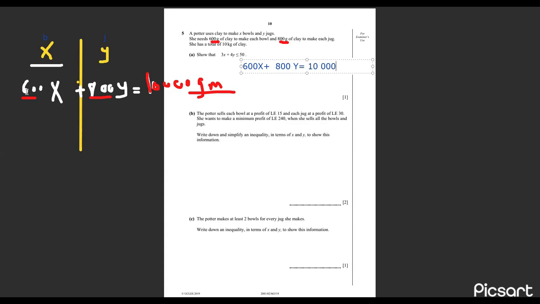Let's cancel the extra zeros here. We have 2 zeros each, so we make it 6x plus 8y equal to 100. Then divide by 2. The 100 divided by 2 is 50, the 6 divided by 2 is 3x, and the 8 divided by 2 is 4y. So we can say 3x plus 4y is less than or equal to 50. And we already did it.